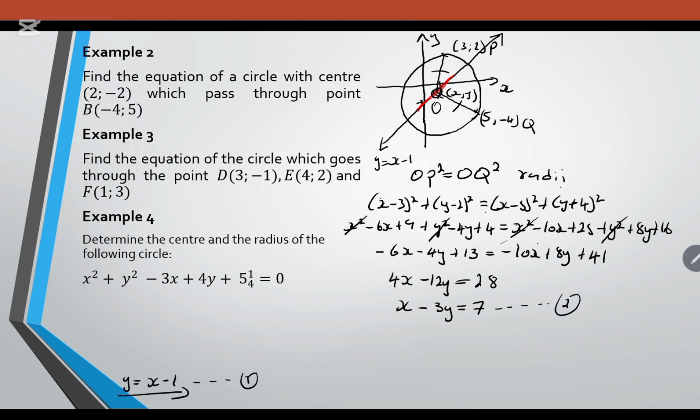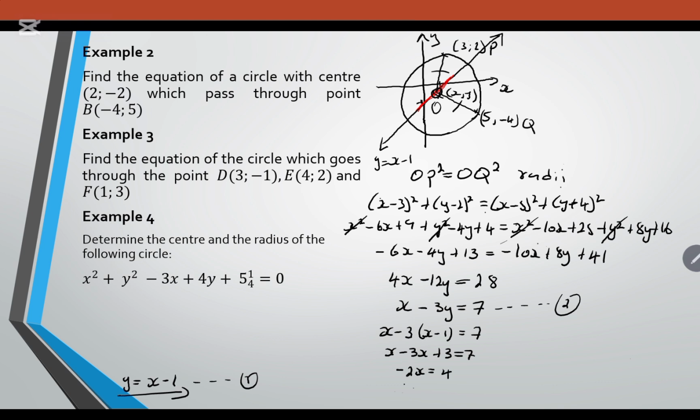And then, since from our equation we knew that y is equal to x minus 1, we can simply substitute y in this equation. This is x minus 3 times (x minus 1) is equal to 7. So this is x minus 3x plus 3 is equal to 7. Now x minus 3x gives us negative 2x is equal to 3 on the other side, 7 minus 3, it is 4.